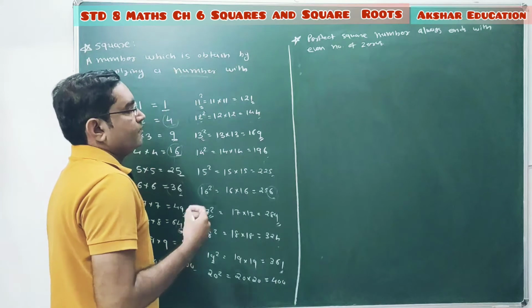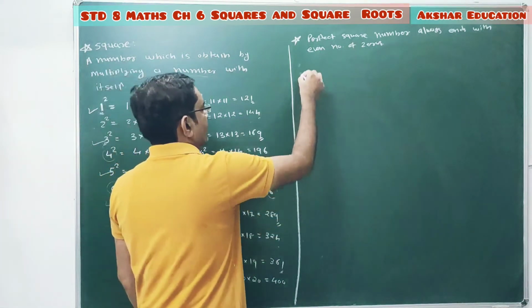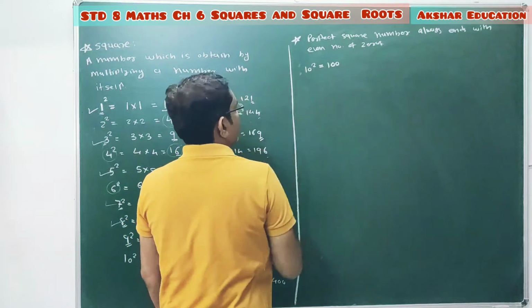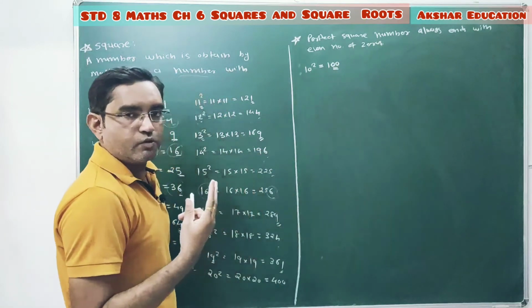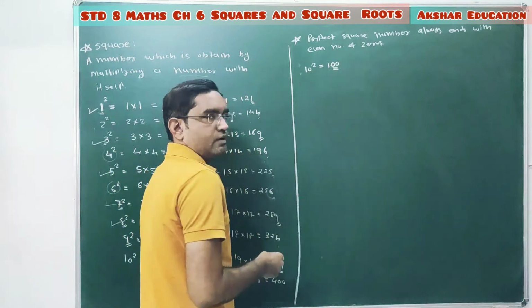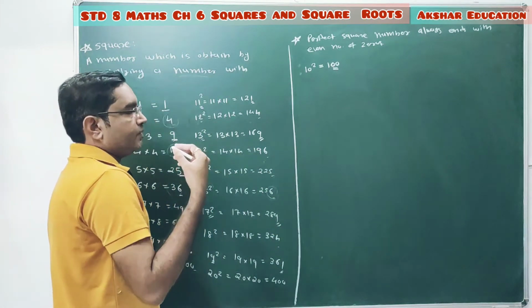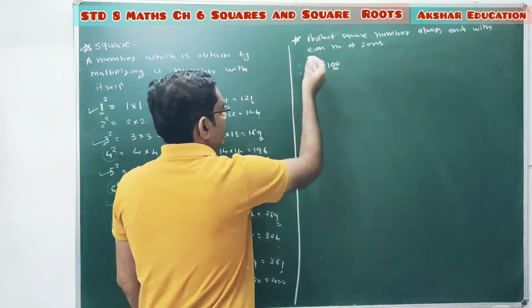देखो, perfect square number always end with even number of zeros. For example, 10 square, so we are getting 100. 100 is the perfect square number. So here number of zeros are 2, which means here number of zeros are even. है ना? For any perfect square number, it has even number of zeros.